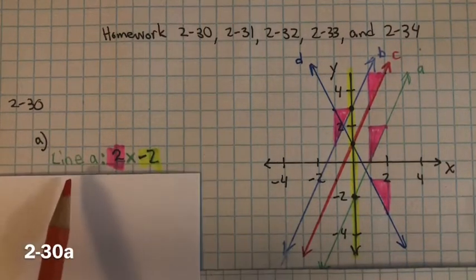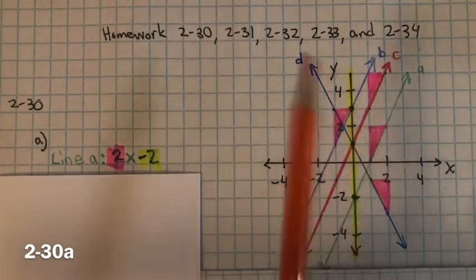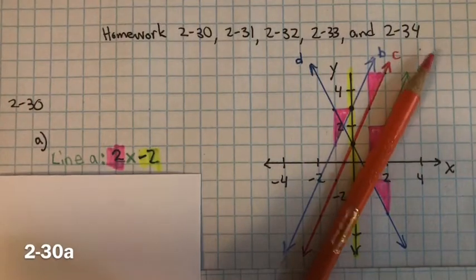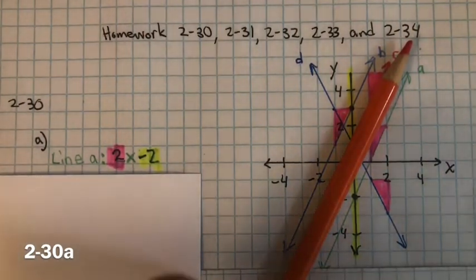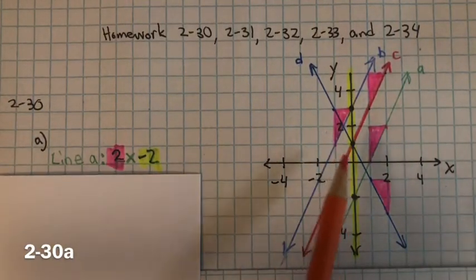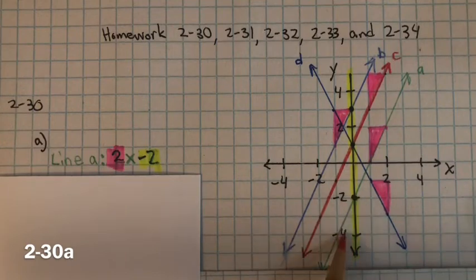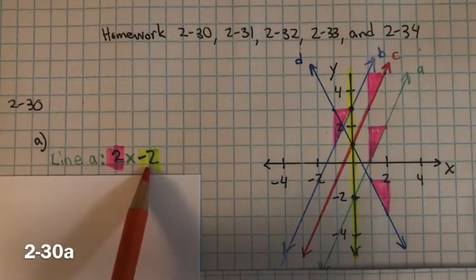And so for line A, we know it's positive. It's sloping towards the positive x values. So we know it has a positive slope. Its y-intercept is at -2. That's where the line crosses the y-axis. So here we have -2.